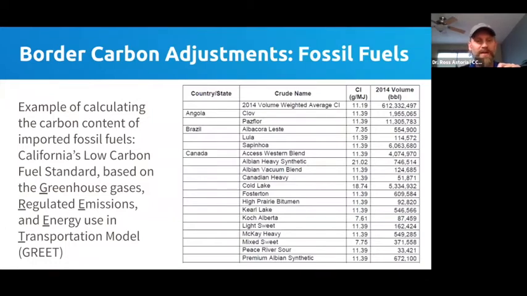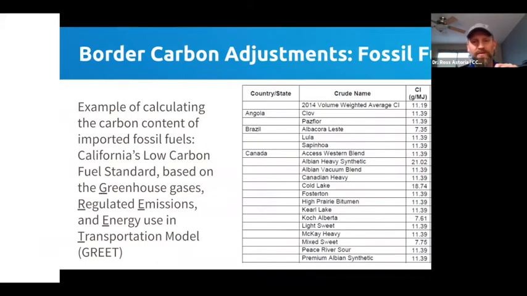How much prospective carbon dioxide emissions will issue from an imported fossil fuel can be estimated through what is called the Greenhouse gases, Regulated Emissions, and Energy use in Transportation model, or the GREET model. You can just Google that and download it. It's a spreadsheet, and then you can use it. And I've got an example here of how that turns out.